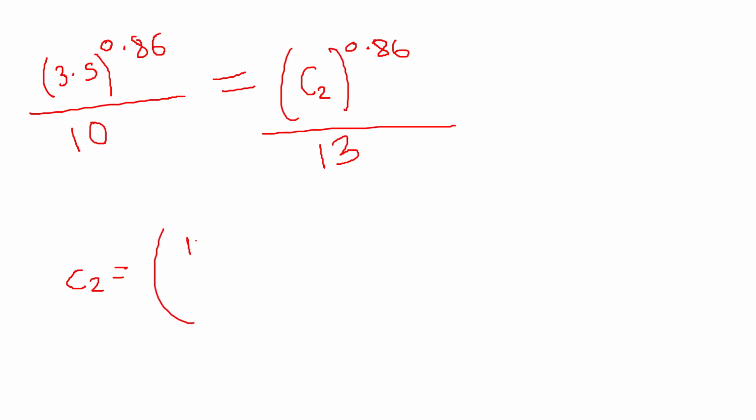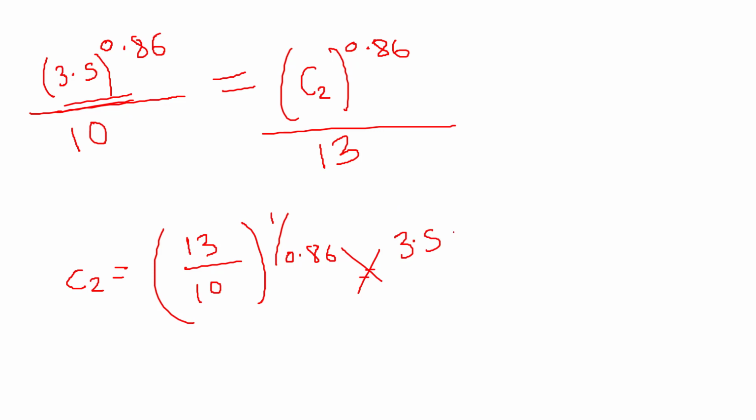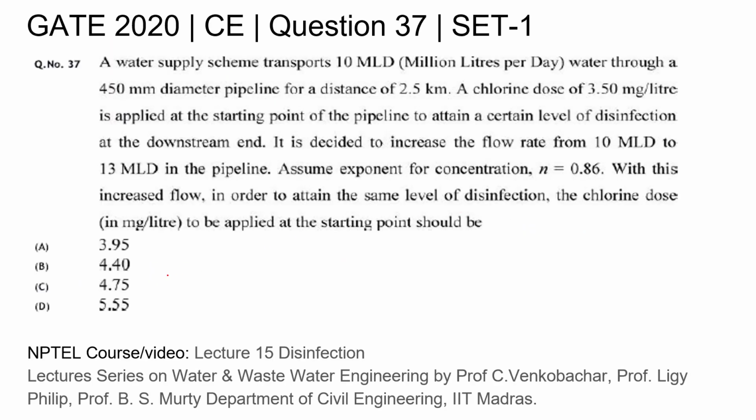It will come out to be 13 divided by 10, raised to the power 1 upon 0.86, into 3.5. Writing this 3.5 here, it comes out to be 4.747 mg per liter. So our answer for this question will be 4.747, that is 4.75, option C.